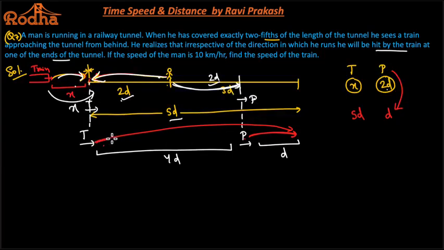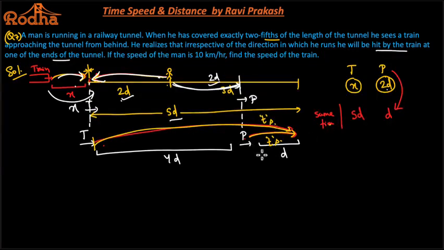So how much has the train covered here? The train has basically covered 5d, and this has happened in the same time, no? Same time. That means in, let's say, t seconds, the person has reached from here to here, and in the same time the train has reached from here to here in t seconds.